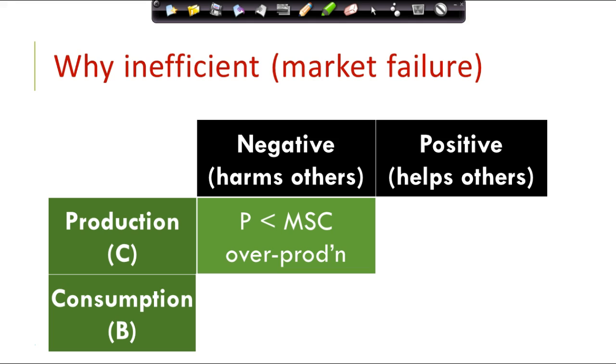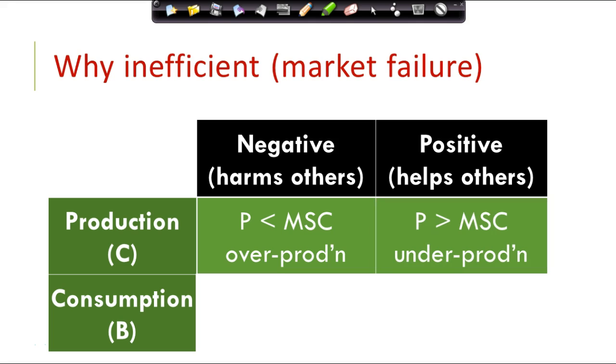There will be over-allocation of resources to the production of this product, whatever that product happens to be. In the case of positive externalities of production, it would mean that not all of the benefits, not all of the reduced costs associated with the production of the product are taken account of in the marketplace.